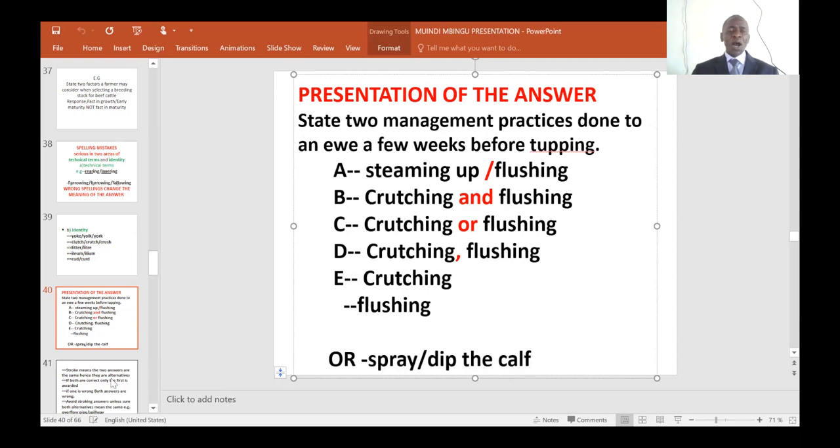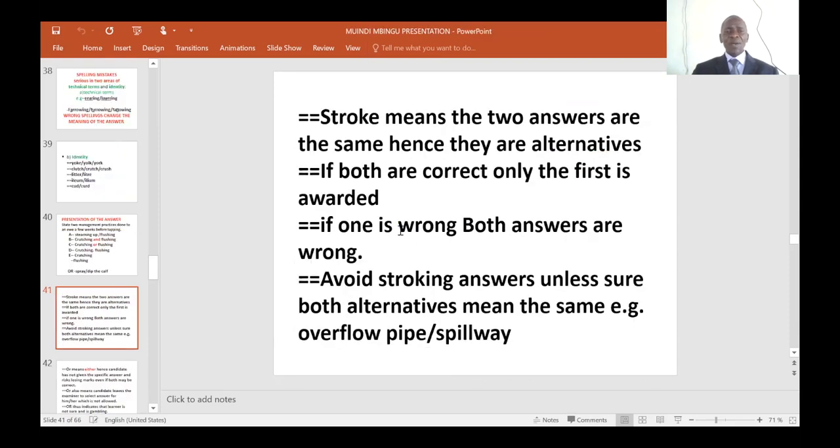So let us know how to present our answers in a manner that makes it clear for the examiner what you really intend him to get. So the stroke means the two answers are the same, hence they're alternatives. If both are correct, only the first is awarded. If one is wrong, both answers become wrong. So avoid stroking answers unless you're sure both alternatives mean the same thing. For example, overflow pipe, spillway have the same meaning in the fish pond.